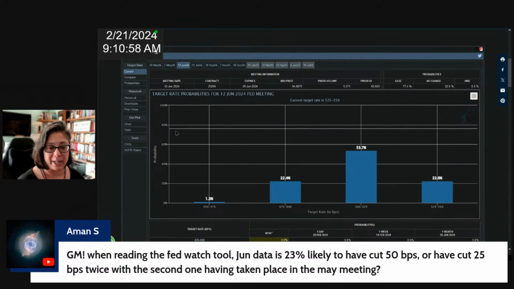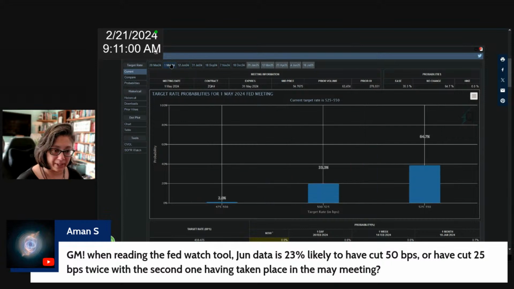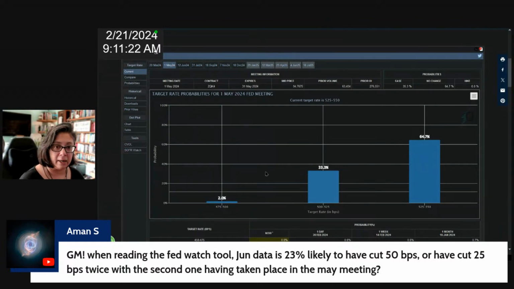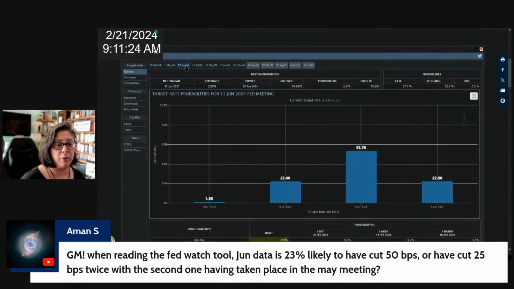We'll get a whole new set of reads, or at least shifts. So we have to go to May before we go to June. If May is largely a hold, staying at the 5.25 to 5.5, then that's 65% that will hold. But then there's about a 35% cumulatively that we may be at a lower rate come May. Well, then that has to be projected forward into June.